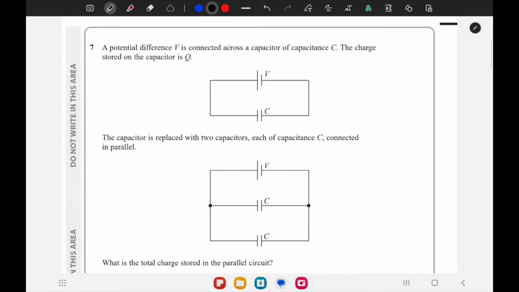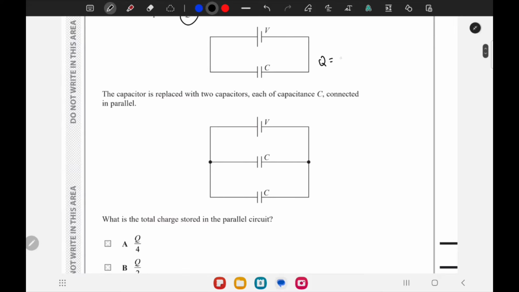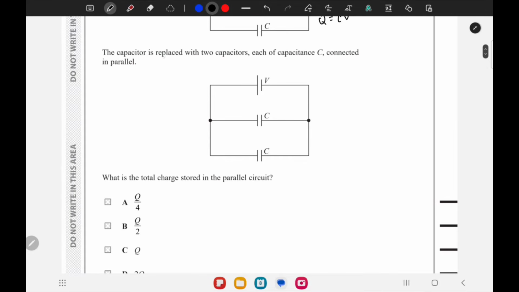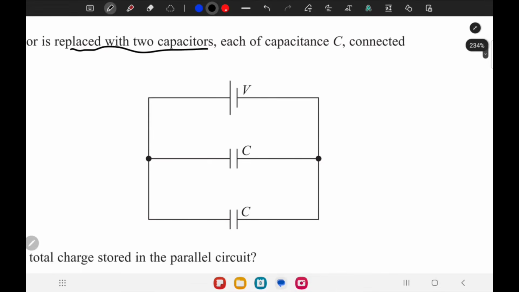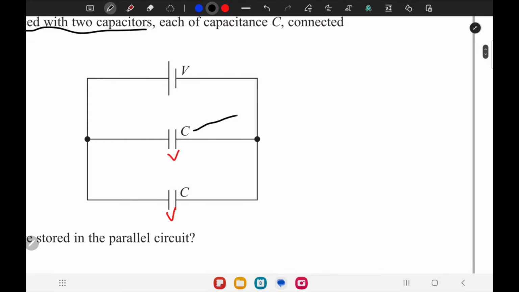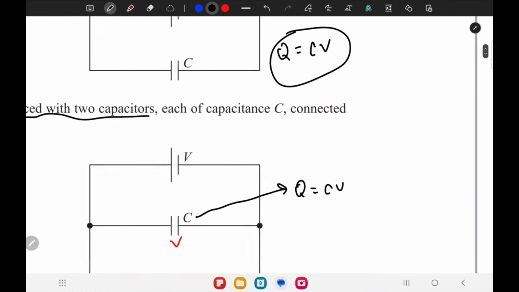In question number 7, we are given that there is a potential difference V across a capacitor of capacitance C. If that happens, the stored charge in the capacitor is Q. So Q equals CV. Now we are given that the capacitor is replaced with two capacitors in parallel. So the voltage across both of these capacitors would be the same. So V over here and V over here. This capacitor will have a charge of CV. So this was the previous charge as well.